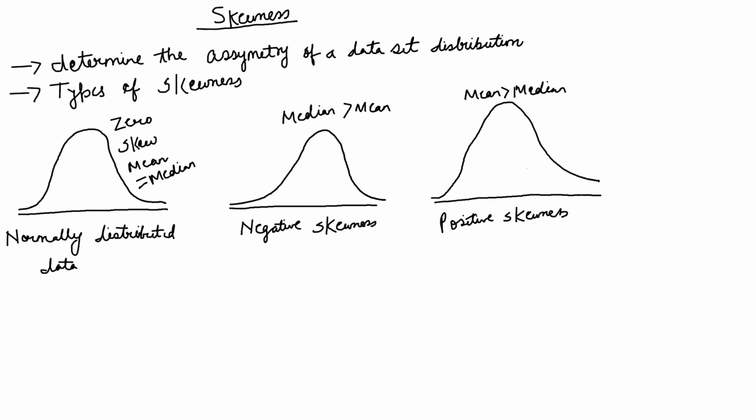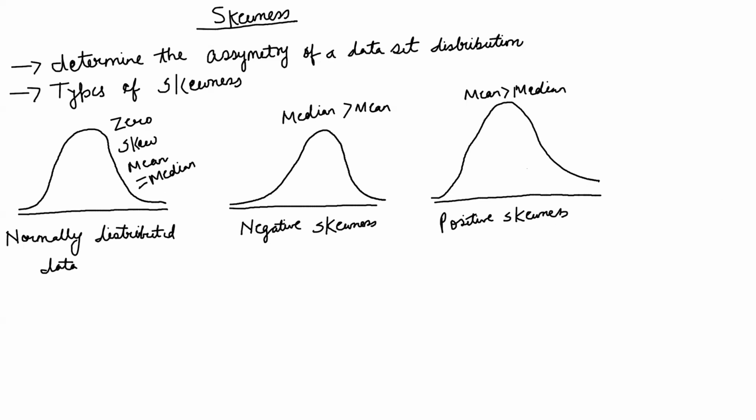So the first one is the symmetrical distribution, or we can say zero skewness. When we talk about zero skewness, in this case the mean is equal to the median. The symmetric distribution of zero skewness refers to normally distributed data. So it's like a perfect bell curve. In this case the skewness is close to zero, and the distribution is roughly symmetrical with data points evenly distributed around the mean. This is an example of normally distributed data.